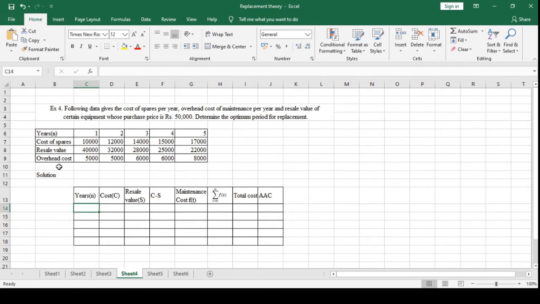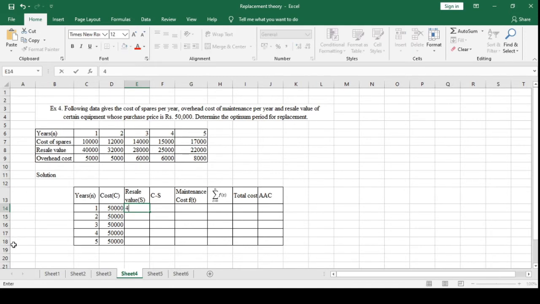So now we will start solving this example. Over here 5 years are given to us. So first of all we will fill up the column 1, 2, 3, 4 and 5. Okay, now next is cost. So cost means what? Your purchase price, which is given to you, that is 50,000, that remains constant throughout each and every year. Now resale value, which is already given to you in a separate column, so we will write down that resale value.